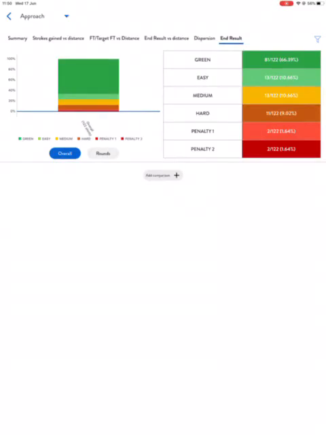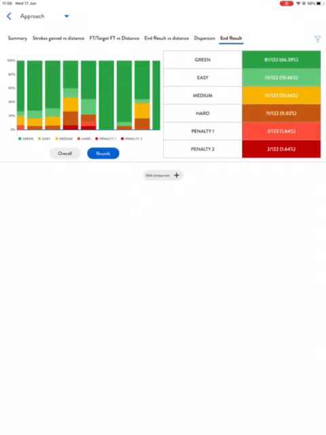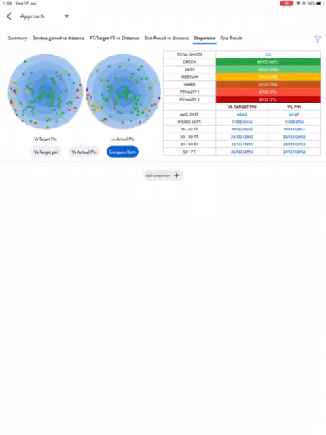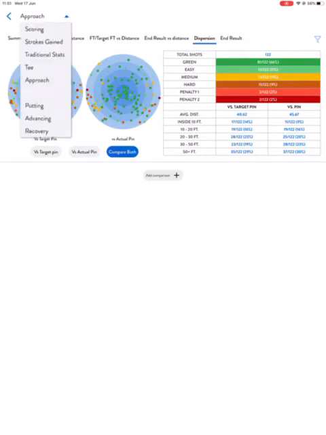The final graph is on the end result, and you can see this again round by round to see, is it a common theme or is it just a couple of rounds that have been really bad that have maybe skewed the numbers. Also on the dispersion, we can actually view versus your target versus your actual pin and actually compare both as well. We can add comparisons below if we need to.